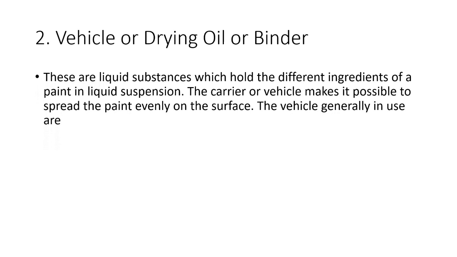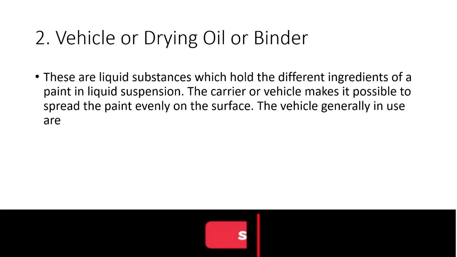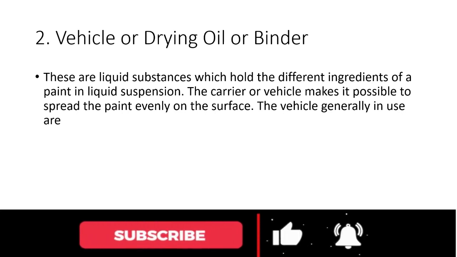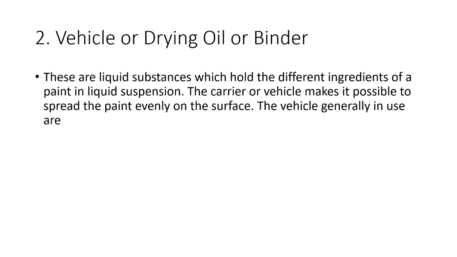So the definition should be, these are liquid substances which hold the different ingredients of a paint in liquid suspension. As the name suggests, a binder means binding different constituents. So these are the liquid substances which hold the different ingredients of a paint in liquid suspension, that is, binding each and every constituent.